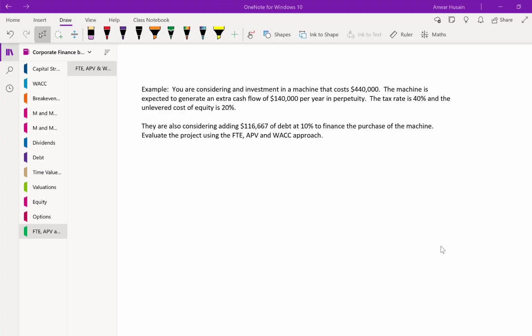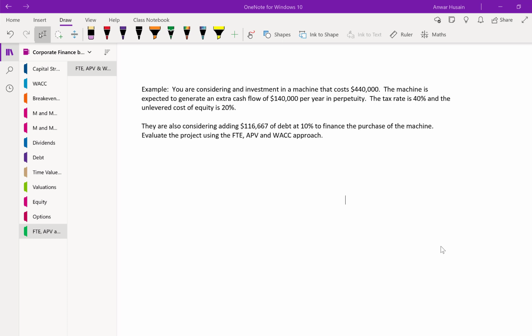All right, so let's do an example and go over each of the three approaches using some numbers. The example says you are considering an investment in a machine that costs $440,000. It's expected to generate an annual extra cash flow of $140,000 a year in perpetuity. Tax rate is 40%, and the unlevered cost of equity is 20%.